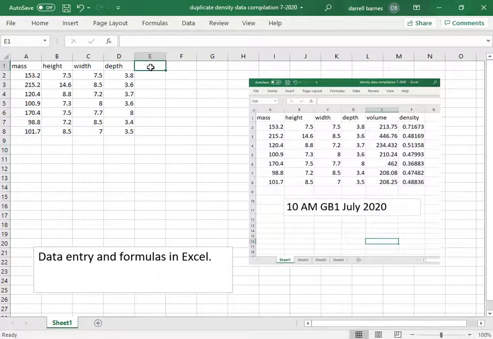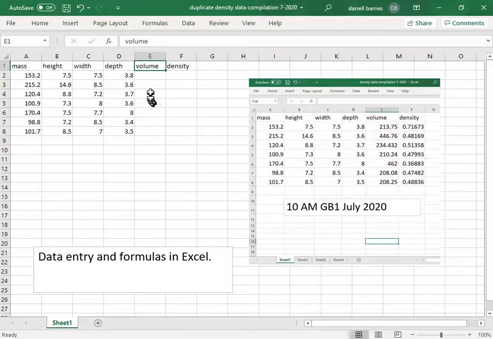Density is the aim. And basically, to find density, which is a derived unit, one must divide mass by volume. And for us, it will be grams per cubic centimeter. So the height, the width, and the depth of these wooden blocks are all measured in centimeters.